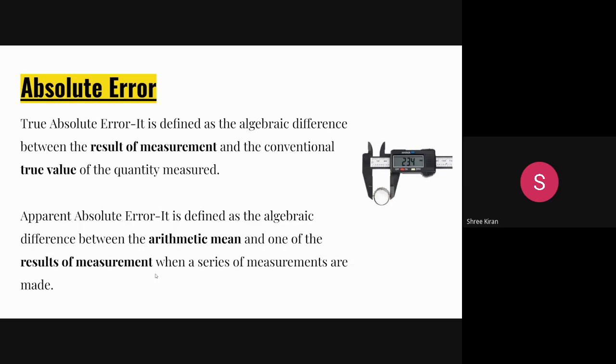It is defined as the algebraic difference between the arithmetic mean and one of the results of measurement when a series of measurements are made. Means the algebraic difference between the arithmetic mean and one of the results of measurement when a series of measurements are made. This is mainly done in the quality check, where we will be hiding the error.